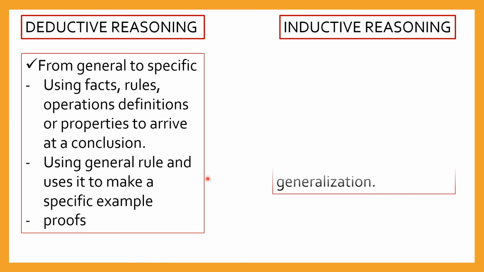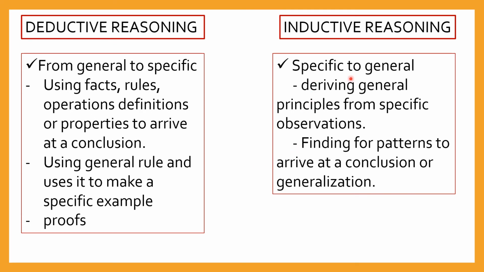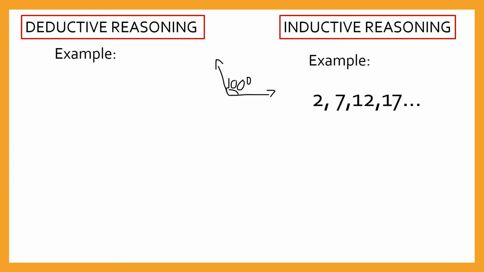Okay? While inductive reasoning is from specific to general. Based on your observation, you're able to generalize. So deriving general principles from specific observations. Looking for patterns to arrive at a conclusion or generalization. So that's inductive reasoning. Now here, more examples on deductive reasoning and inductive reasoning.